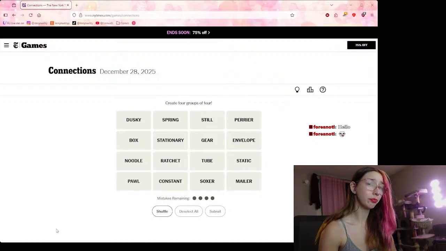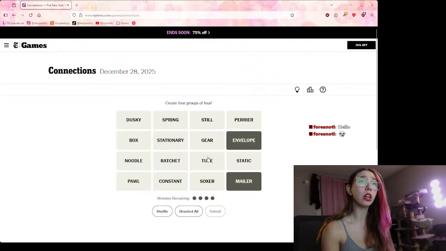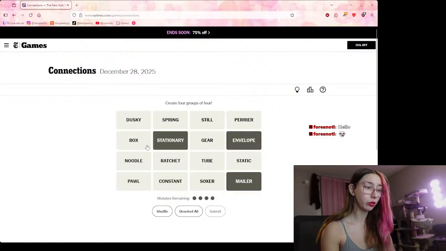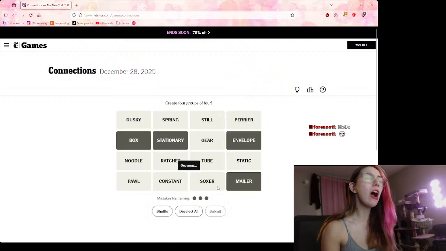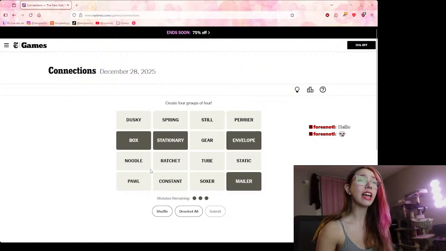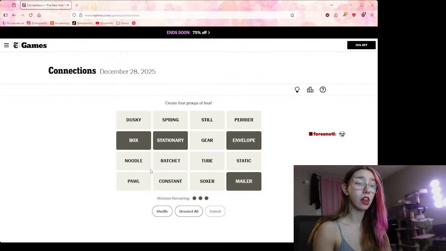What even is that? Okay, so maybe Mailer, Envelope. Stationery is like a thing where you do letters, but do you send that? No, damn it. Okay, so I did box, envelope, mailer, and stationery, and I got 1 away.